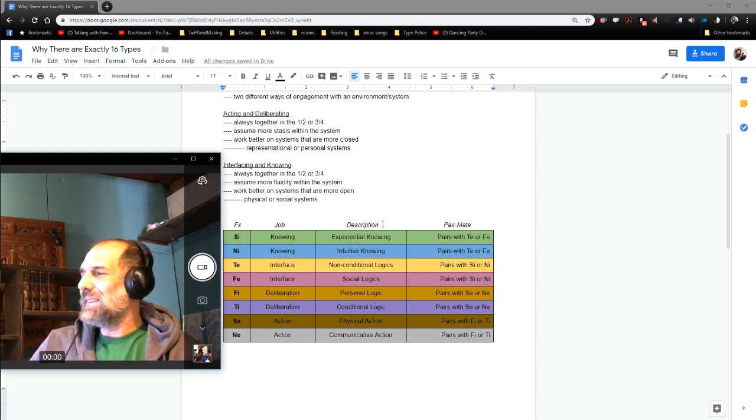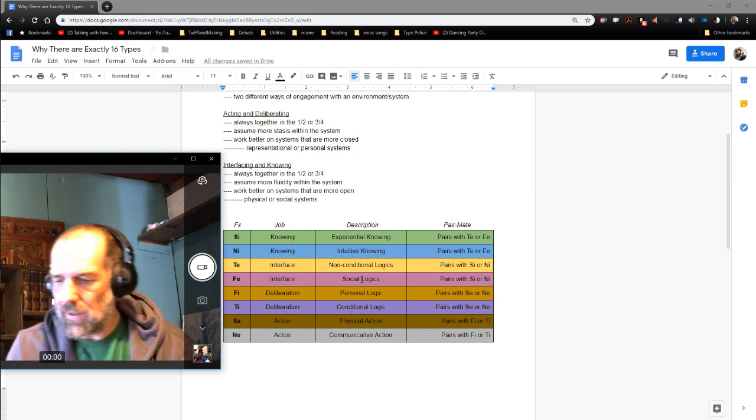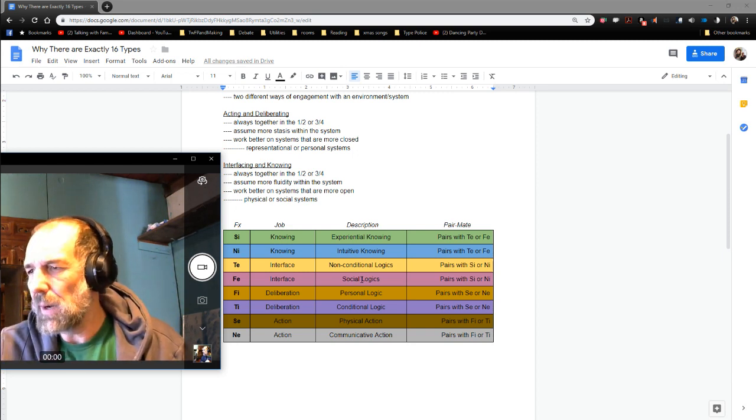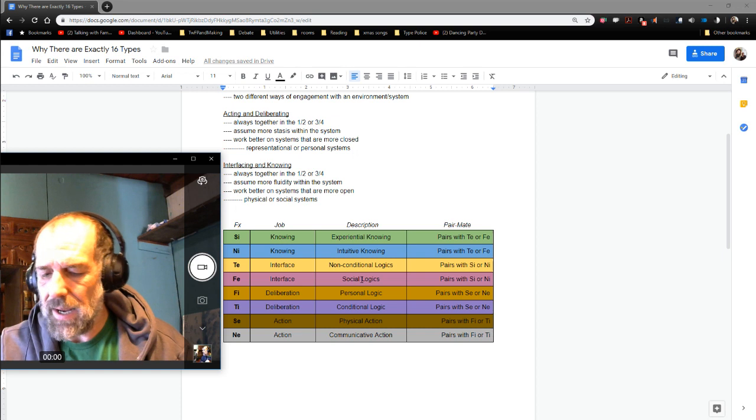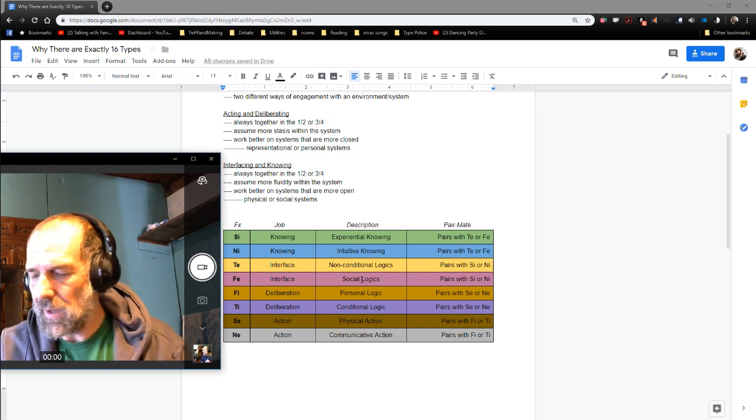Now, the thing is, we'll get to it. Hold on, I don't mean to jump ahead of myself. TE is interface with non-conditional logics. FE is interface with social logics. So non-conditional logics are the logics of the world that are not conditional logic, that is to say, how a lawnmower works or anything like that. Social logics are FE stuff, like how hierarchies work and how people are influenced by praise and criticism, and how people's feelings and motivations provide a means of understanding the way the world works.